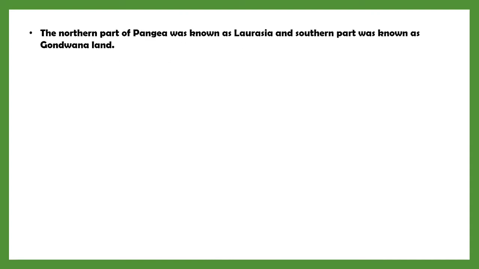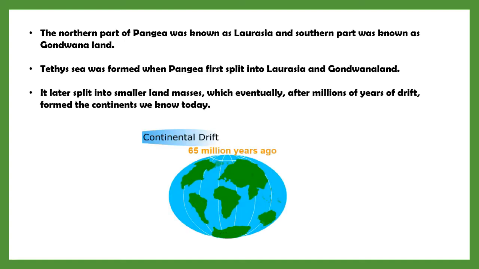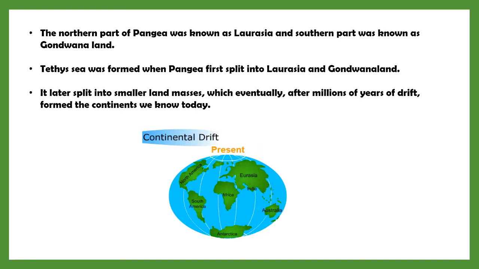The northern part of Pangaea was known as Laurentia, and the southern part was known as Gondwanaland. Tethys Sea was formed when Pangaea first split into Laurentia and Gondwanaland. It later split into smaller landmasses, which eventually, after millions of years of drift, formed the continents we know today. Here in this diagram, you can see how the different landforms were formed over a period of time.